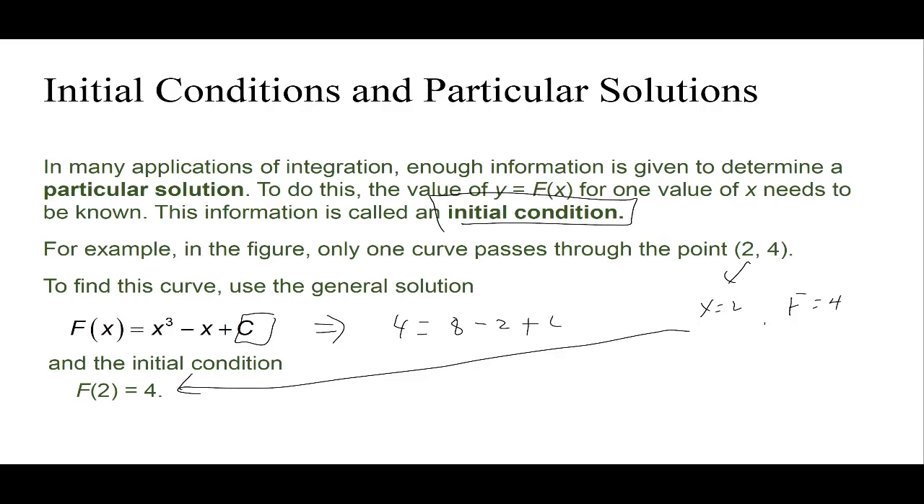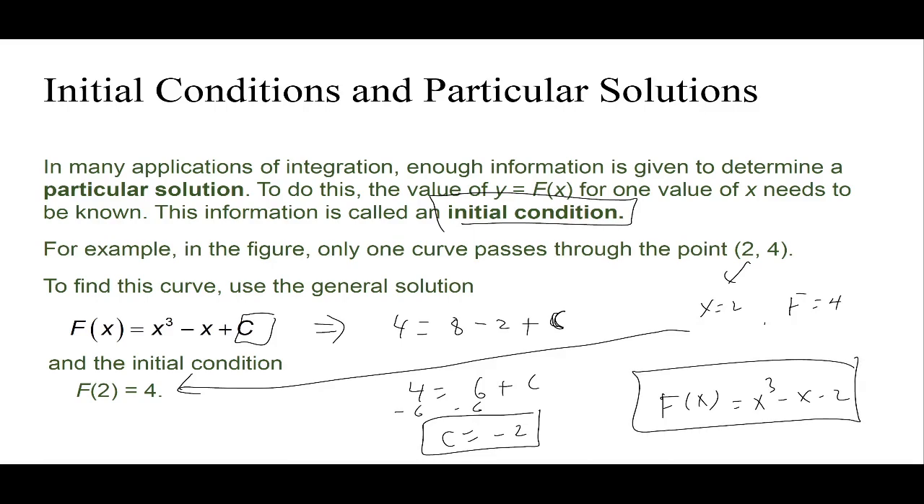If I try to solve for this constant c and simplify, you can see 8 minus 2 is 6 plus c. What is the value of c? Just subtract 6 from both sides, and eventually that gives the value of c as negative 2. So this function f of x, x cubed minus x minus 2, is called the particular solution of this differential equation.